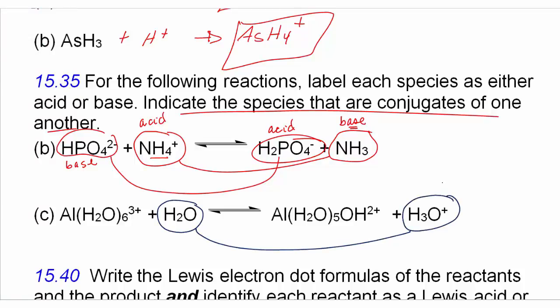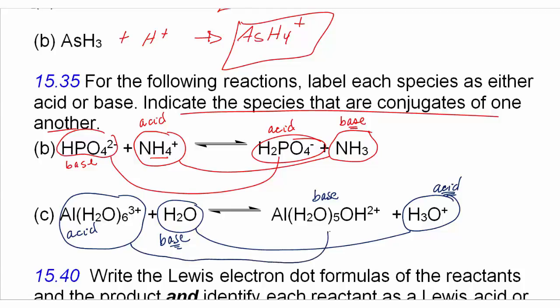Hydronium has 1 more hydrogen ion, so there's my acid form. That means this must be a base form. Water must be. If hydronium is an acid form, this must be acting like a base. This is acting like a base. This must be acting like an acid. So here's my other conjugate acid-base pair.